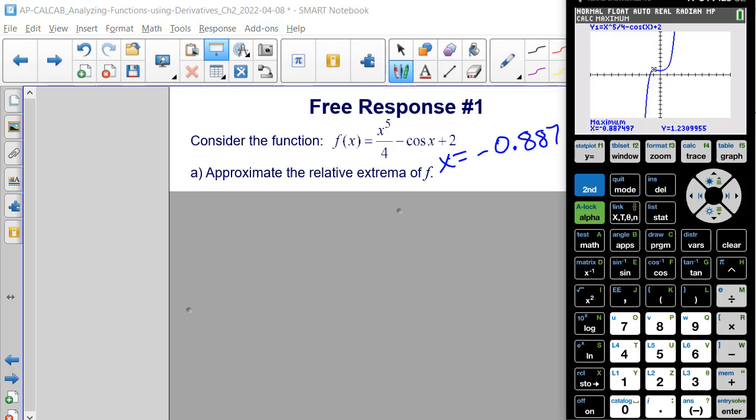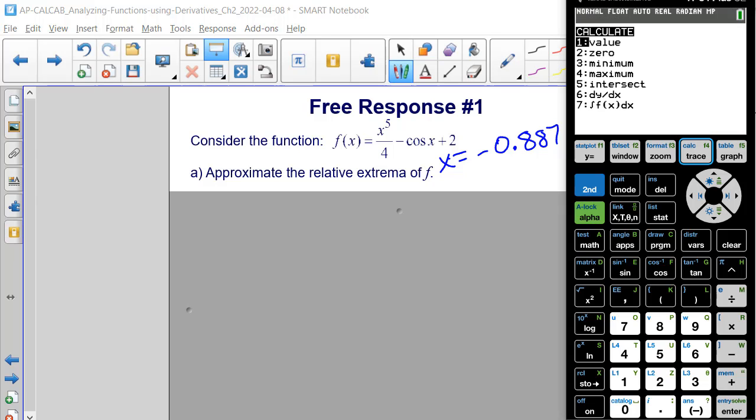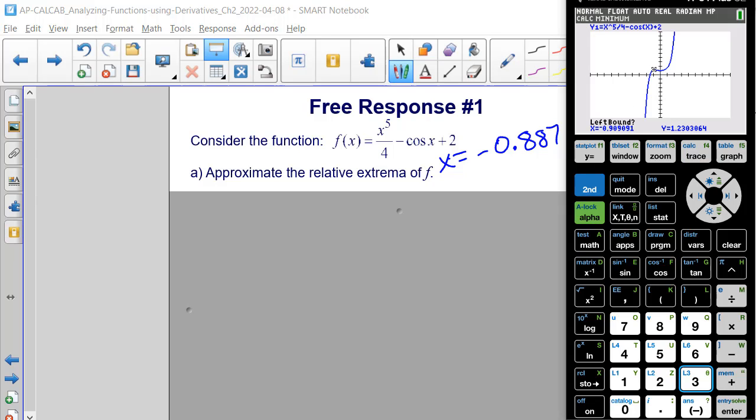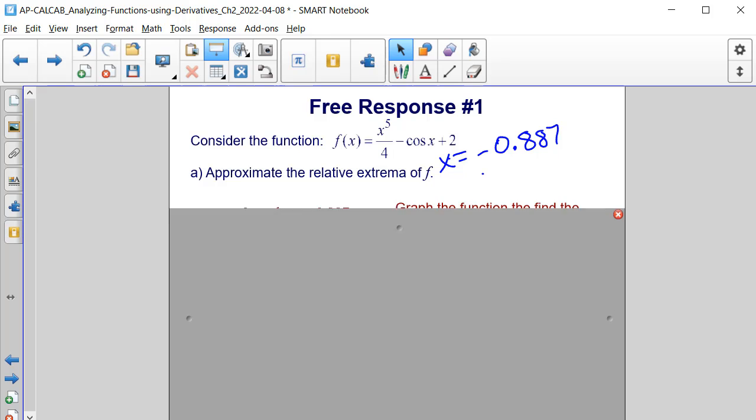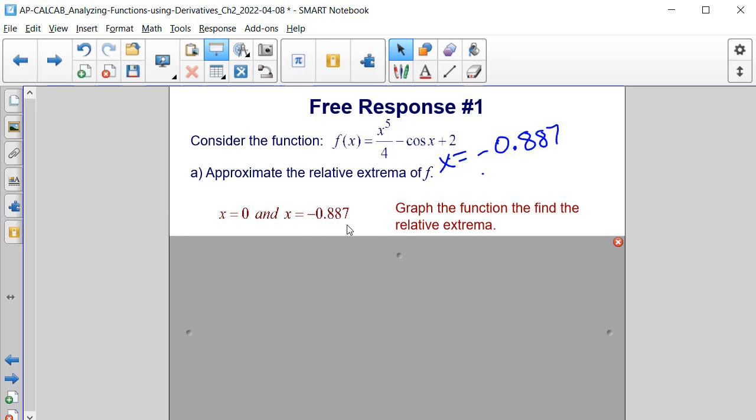Now let's try to find what looks like a relative minima. So if I go to second trace for calc and then choose minimum, option 3, we are to the left of it. Now let's go over to the right a little bit. And then we'll guess in between, right about here. And it ends up being at our y-intercept. So this says 1.46 times 10 to the negative 6th. That's really close to 0. And the y-coordinate is 1. So that would be at x equals 0. And x equals negative 0.887.